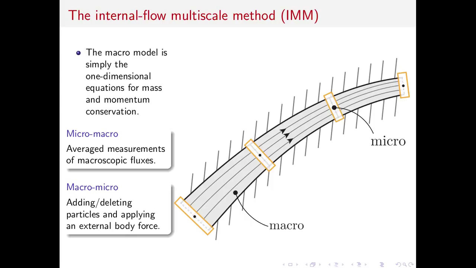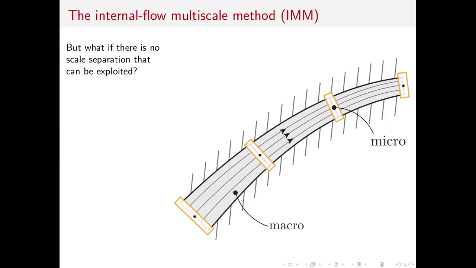So in each microelement, the target pressure is achieved by adding or deleting molecules until a desired mean density is reached, and an external body force is applied to all molecules within the microelement such that this produces a momentum flux which is equal to the pressure gradient we wish to induce at that location.